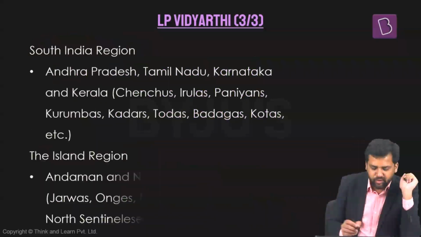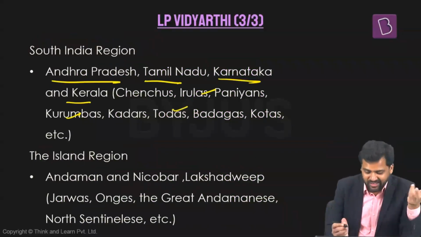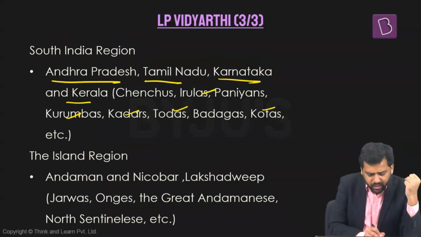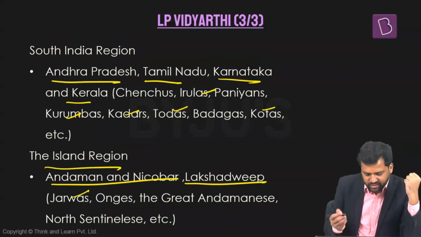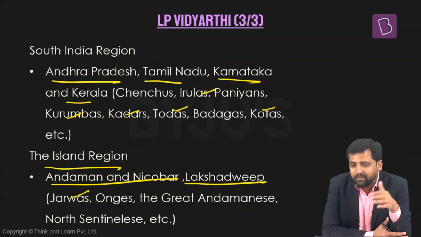Then the tribes in the southern part of India. Tribes in the states of Andhra Pradesh, Tamil Nadu, Karnataka, Kerala: Kurumbas, Irulas, who very recently featured in one movie, try to figure that out. Todas, the Nilgiri regions, Kotas, others. These are all different tribes in the southern part of India. The island region: Andaman, Nicobar Islands, Lakshadweep Islands, Jarawas, Great Andamanese, North Sentinelese. These are some tribes in the island region. Some of these tribes in the island region have been in the news for multiple reasons, right? Try to figure that out.